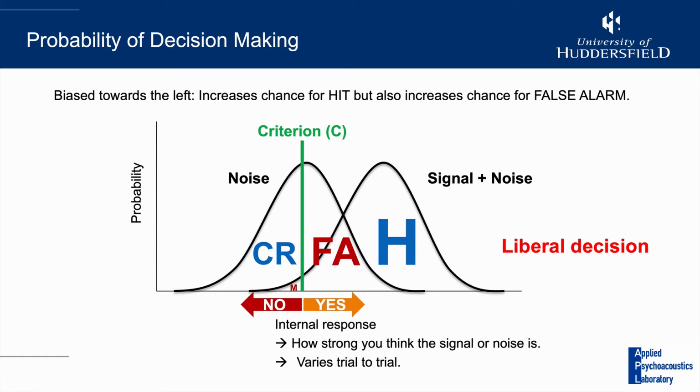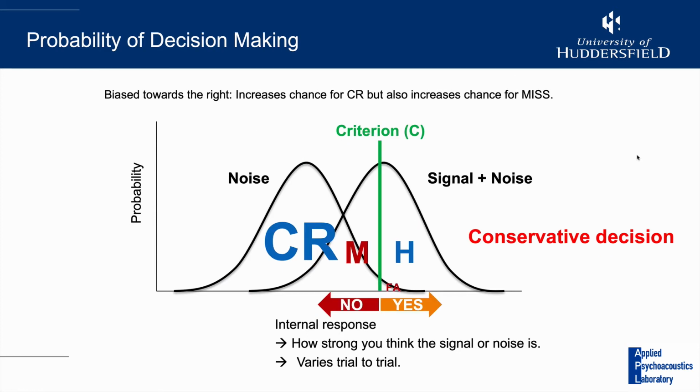In this case, even if the sensitivity is still the same, the result has a bias. It's basically influenced by the bias, so we can say it's not very reliable. If the criterion moves to the right, then this means we make more conservative decisions because there will be more negative responses. There will be an increased correct rejection rate, but this also increases the rate of misses.